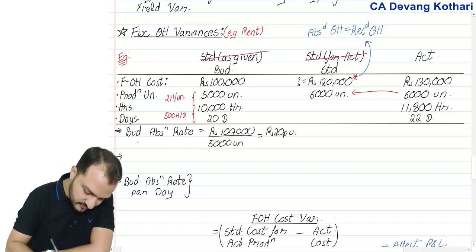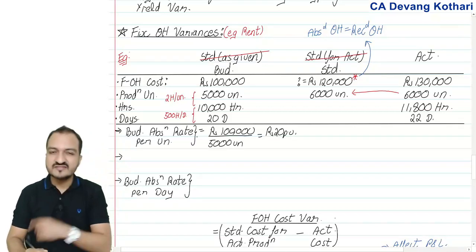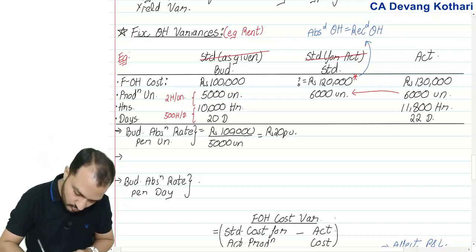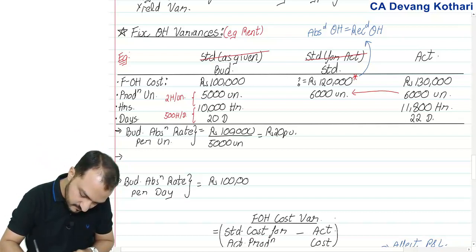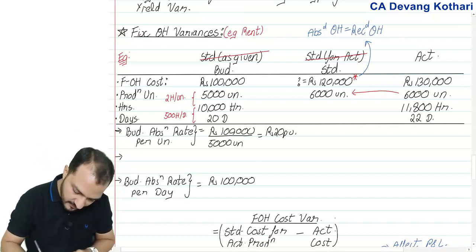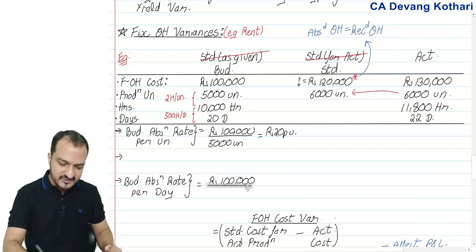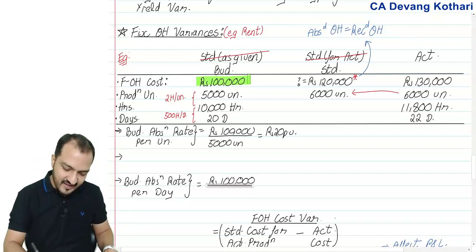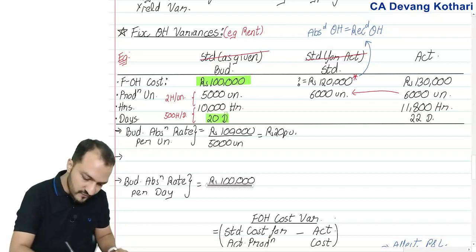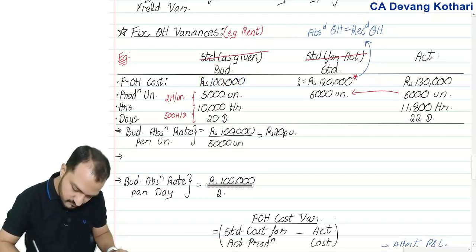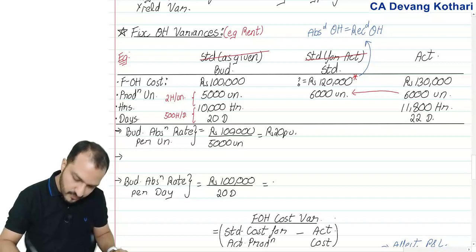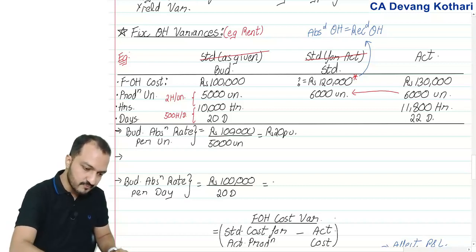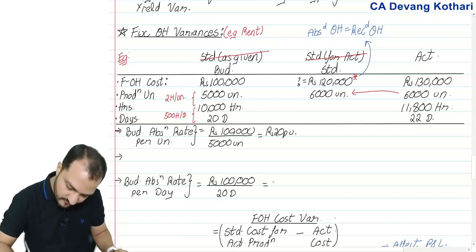Instead of using absorption rate per unit, I can simply identify the rate per day. How do you do that? Well, you take the budgeted overheads, 1 lakh, divided by budgeted days. As per the budget, you were supposed to incur 1 lakh rupees overheads in 20 days. So per day you were supposed to recover 1 lakh divided by 20. Per day you were supposed to recover rupees 5,000.